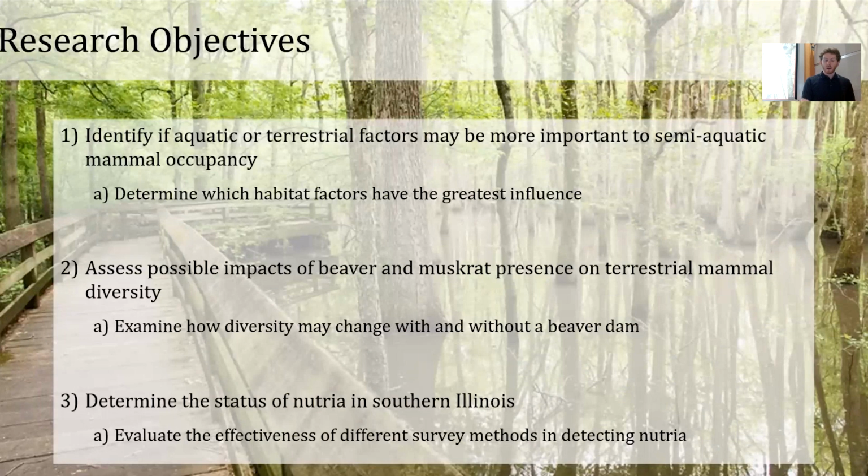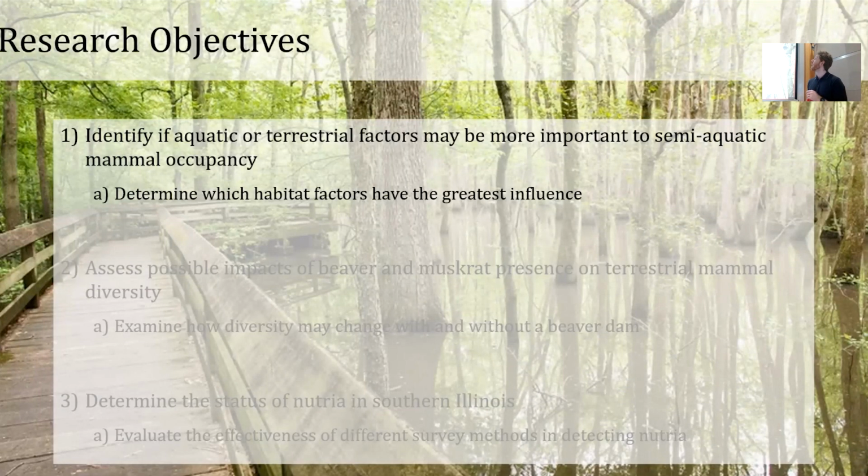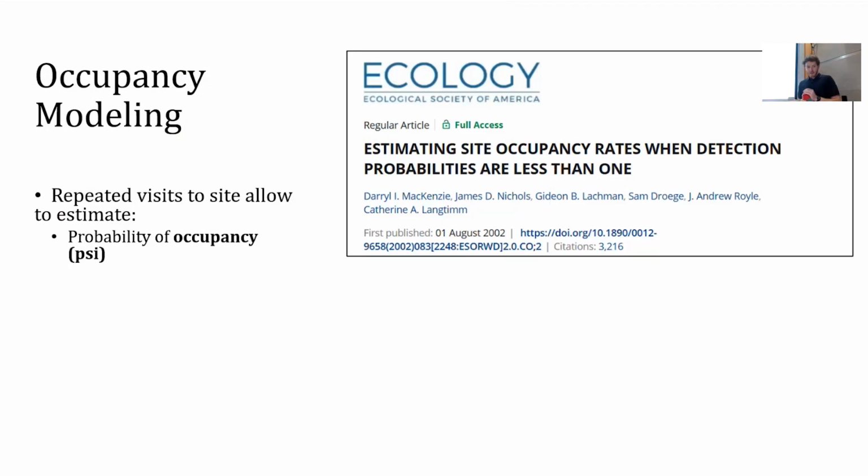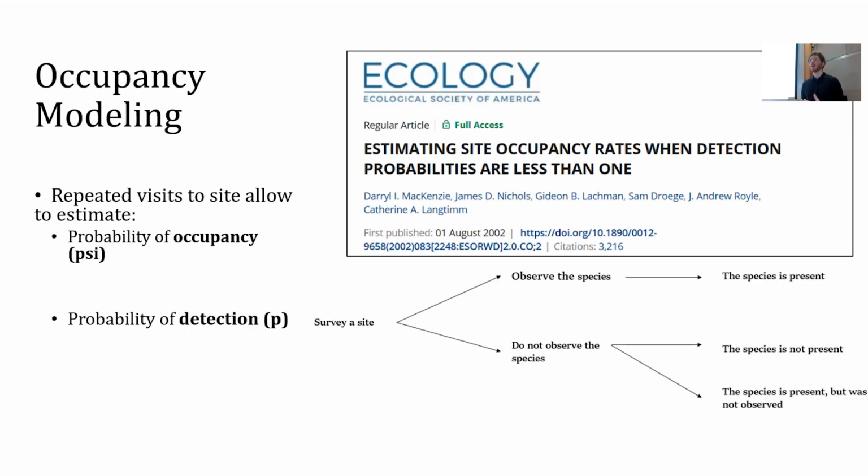So moving on to my first research objective here, identifying this difference between aquatic and terrestrial factors. To do this, I used occupancy modeling, which is just a form of modeling of species distribution and where you'll find them. And this model focuses on having repeated visits to a site to not only allow a researcher to estimate the probability that you might find a species there, but also the probability of the species being there, and then the probability of actually detecting that species.